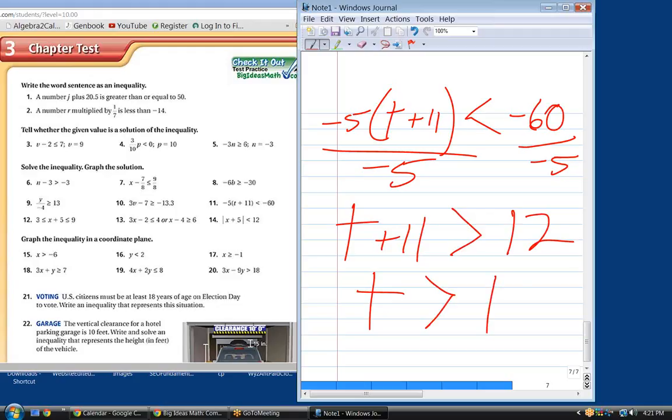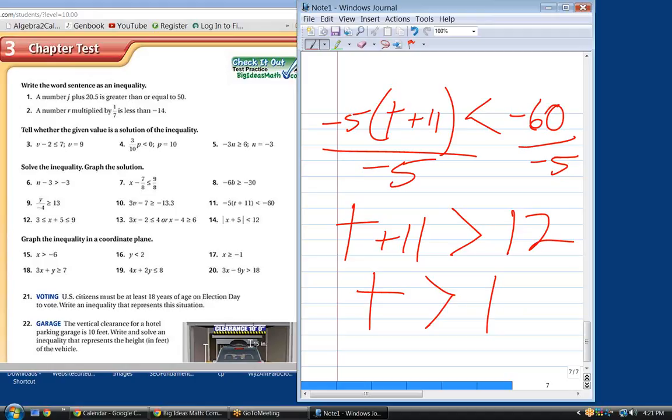It's only when you're multiplying or dividing that you have to worry about the direction of the inequality. When you're adding and subtracting, you don't do anything. In other words, I subtracted 11 from both sides here, but I did not switch the sign. All right. Only during multiplication or division.